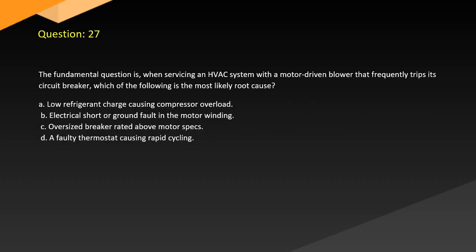Question 27. The fundamental question is, when servicing an HVAC system with a motor-driven blower that frequently trips its circuit breaker, which of the following is the most likely root cause? A. Low refrigerant charge causing compressor overload. B. Electrical short or ground fault in the motor winding. C. Oversized breaker rated above motor specs. D. A faulty thermostat causing rapid cycling.